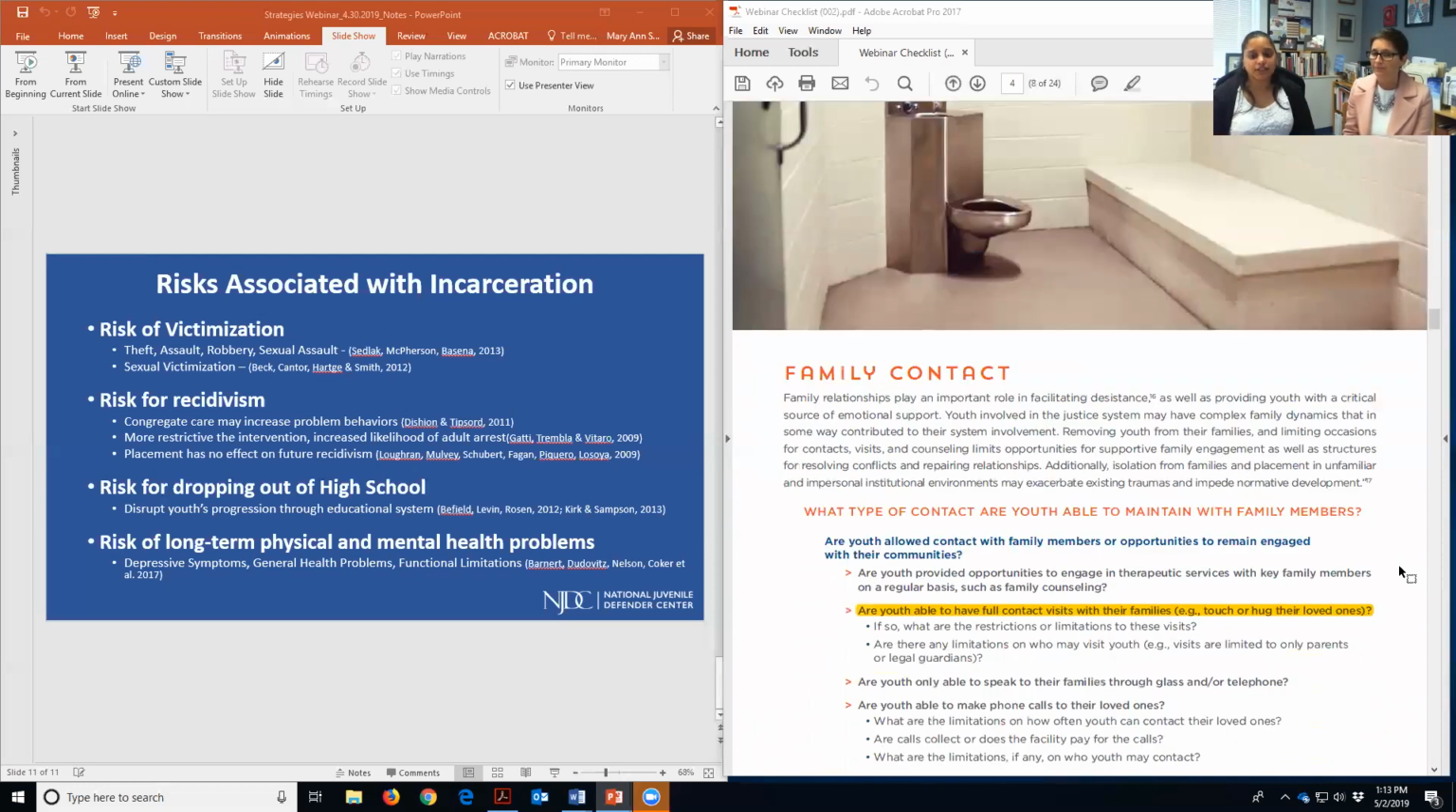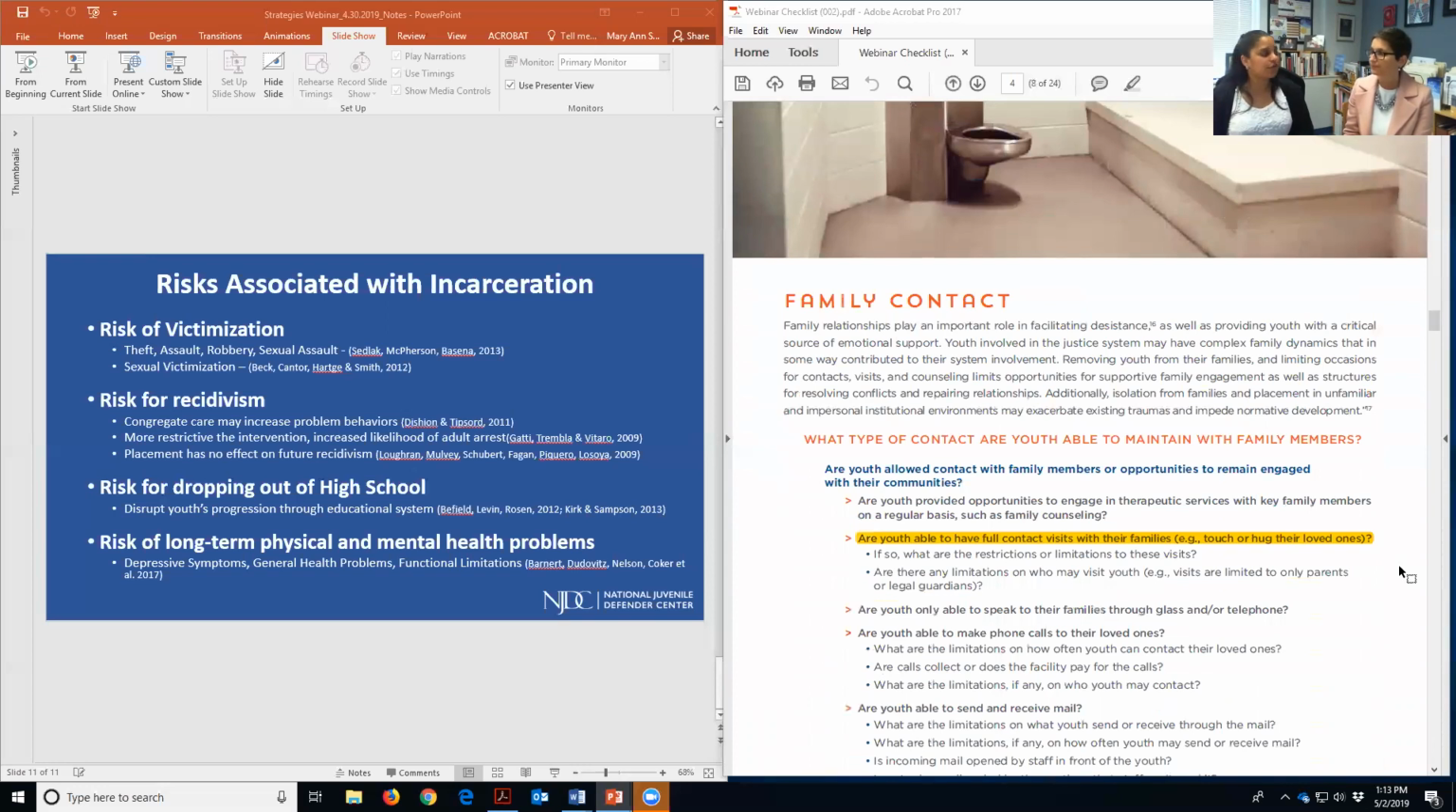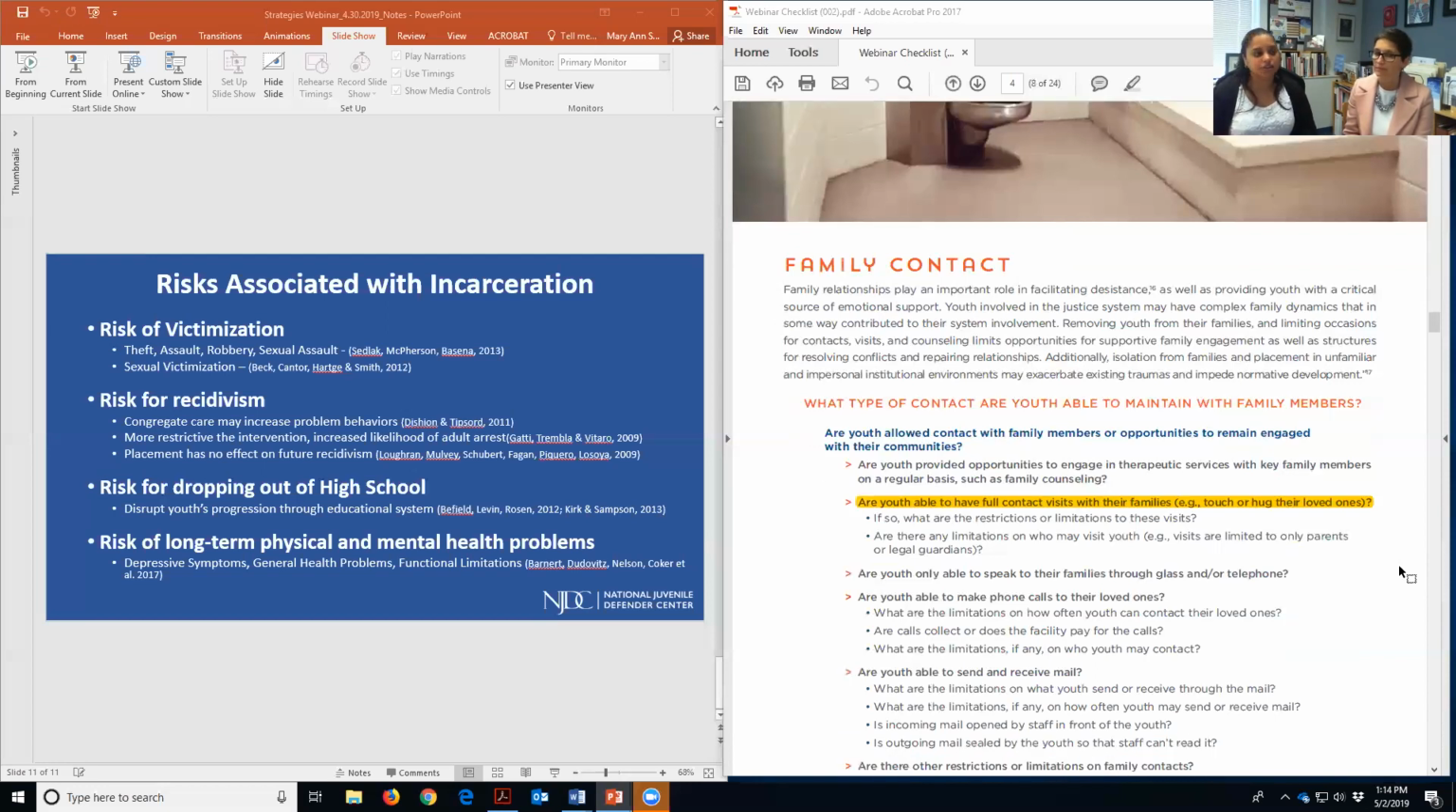And so the second section is on family contact. What we know about adolescent development is when youth are engaged with their families, with their community, those families become emotional support, and it's important for their development to maintain that communication and those support systems. Youth who are involved in the juvenile justice system have complex family dynamics, and it's important to them that they remain engaged with their family to help work on those challenges and help promote positive development.